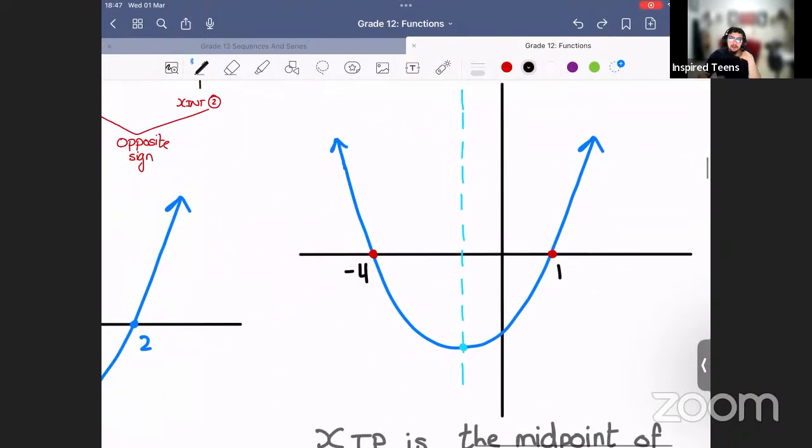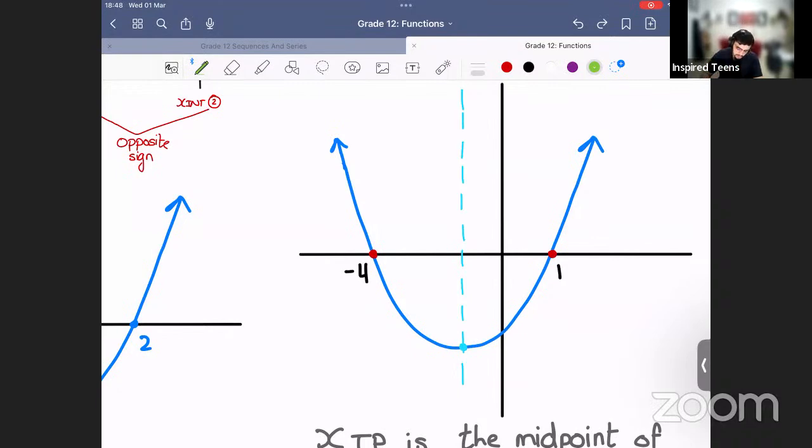So if we look at this parabola graph, we can see that there's a turning point somewhere between -4 and 1. We know that for a fact, and it's somewhere below the x-axis. Basically, at some point here, that's the turning point. It's where the graph turns from decreasing to increasing in this case.